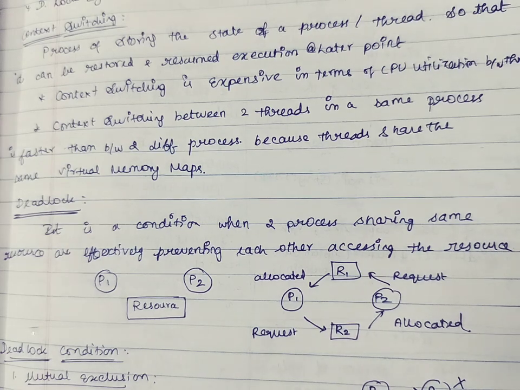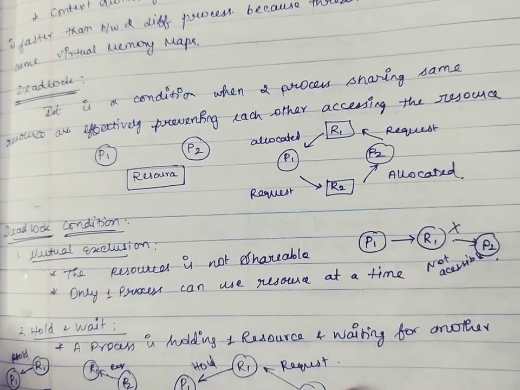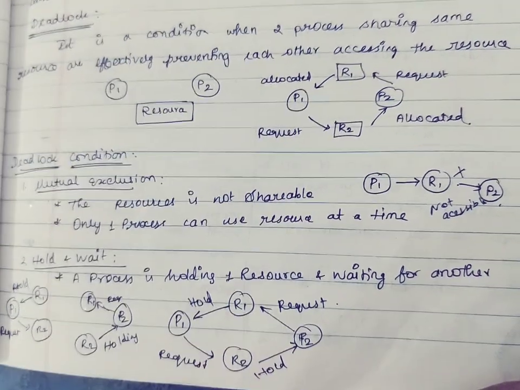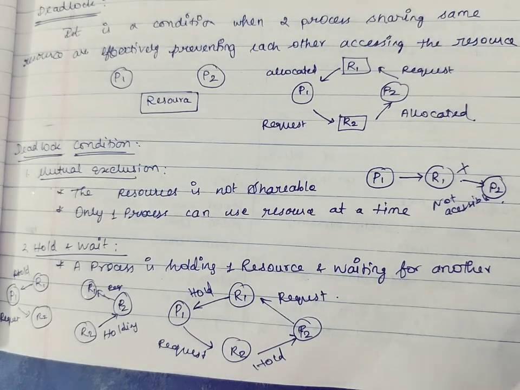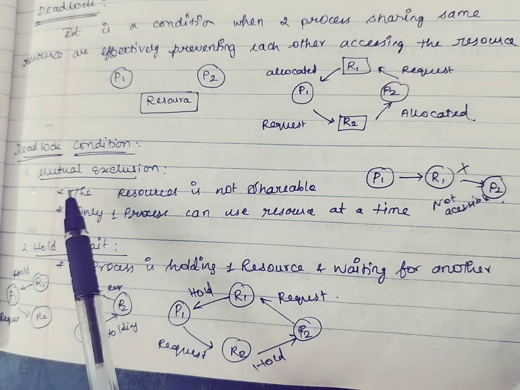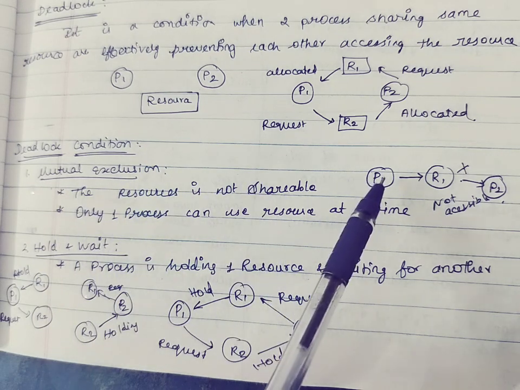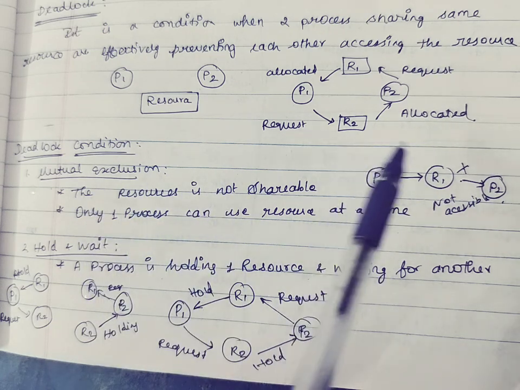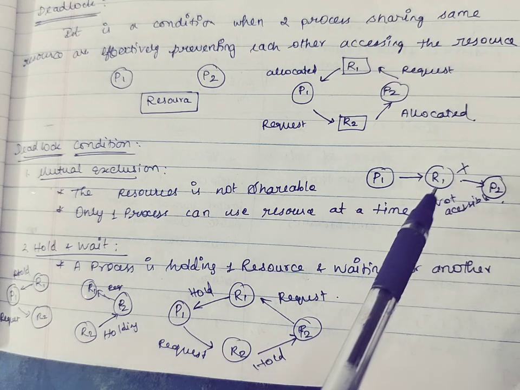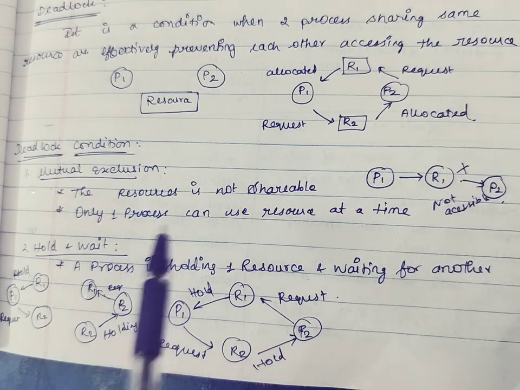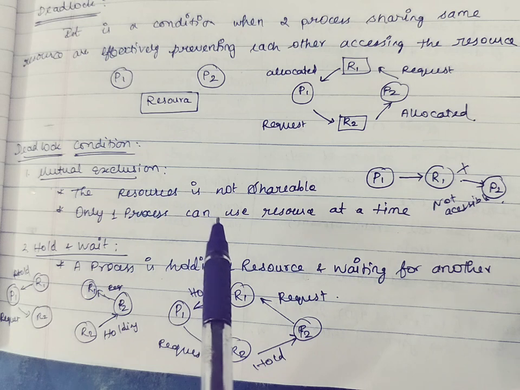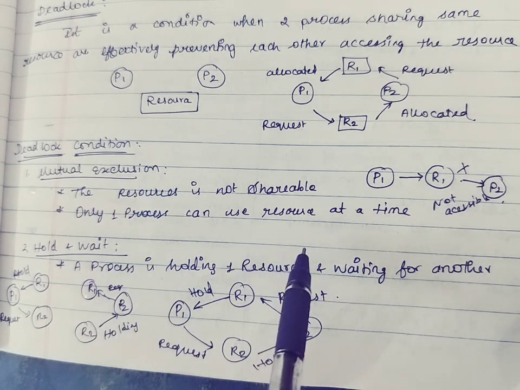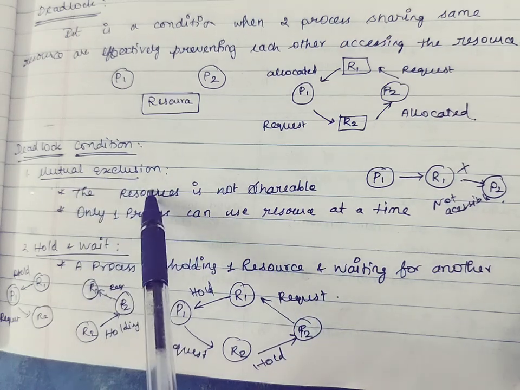Let's check some of the deadlock conditions through which deadlock might occur. We have these types. What is mutual exclusion? Take for example, all the resources in this case are non-shareable. This is the major thing. Only one process can use a resource at a time. That is mutual exclusion.